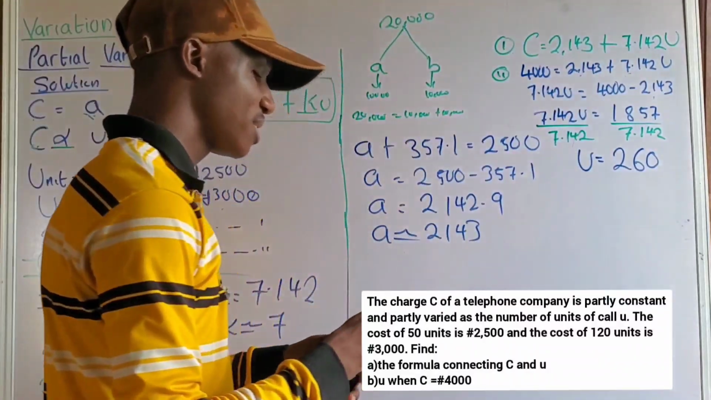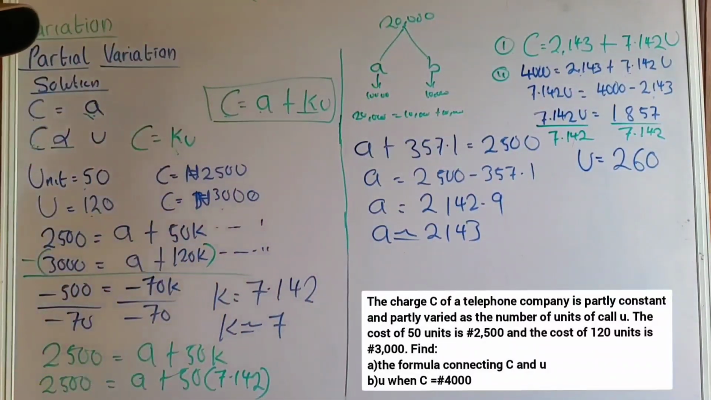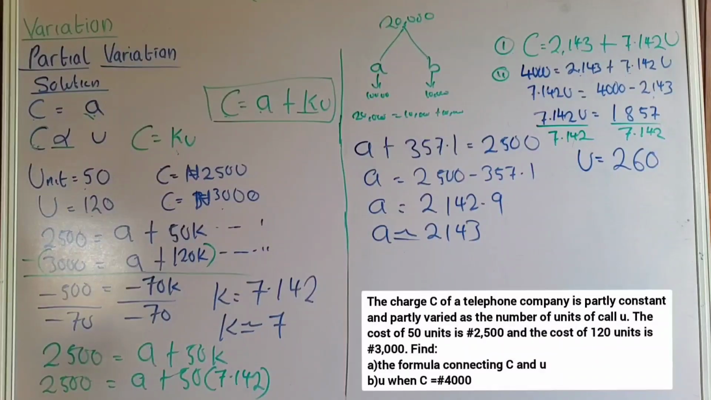Okay, so when the charge is 4,000 naira, the unit is 260. So that is the solution to that question. If you are given any question on partial derivation in exam, first learn how to interpret the question mathematically. Then, with respect to the values that you are given, derive your equation and do what they ask you to do in the question. Do you understand? Okay, let's look at one more question.